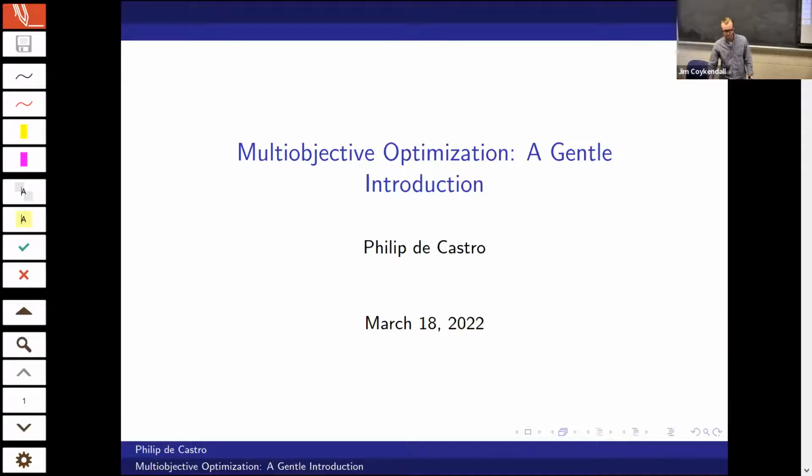I am most pleased that Philip Castro is here. He talks in this usually sort of controversial position right before spring break, but he did it with joy. And he's going to tell us about multi-objective optimization. And all I can say is be gentle.